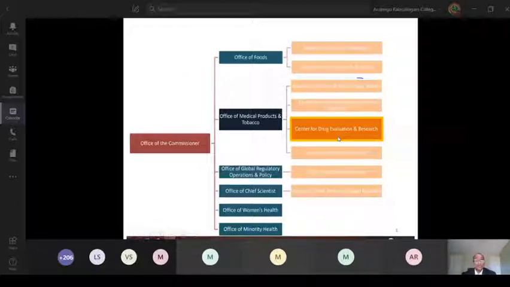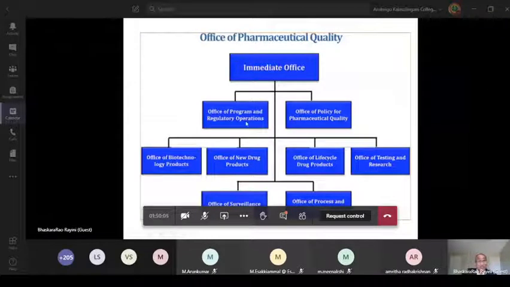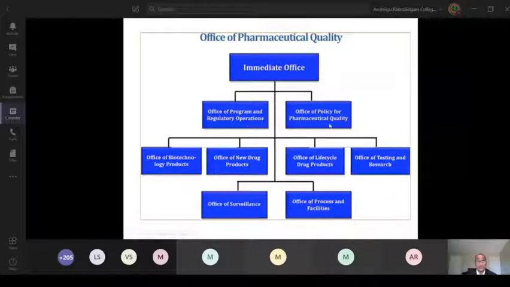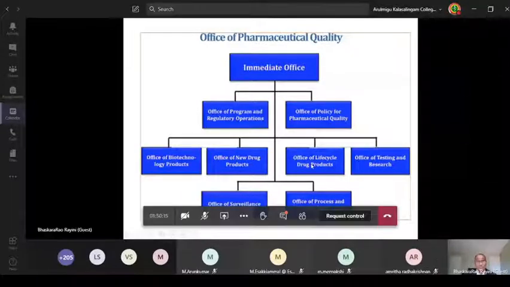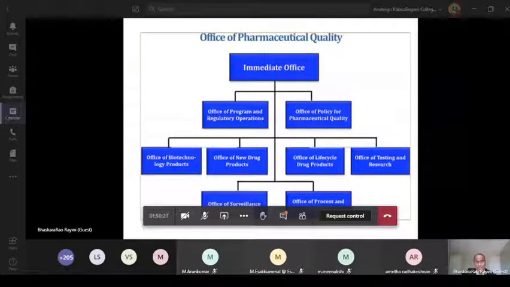Within the FDA, you can see the Office of Pharmaceutical Quality: the immediate office, Office of Program and Regulatory Operations, Office of Policy for Pharmaceutical Quality, Office of Biotechnology Products, Office of New Drug Products, ONDP, Office of Lifecycle Drug Products, Office of Testing and Research, and Office of Surveillance. Post-marketing, the FDA also keeps a watch on surveillance. Office of Process and Facilities.